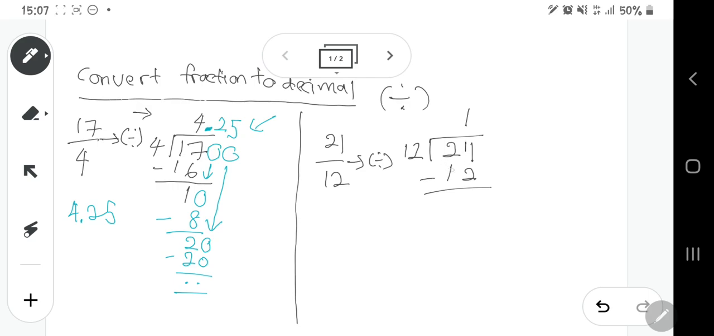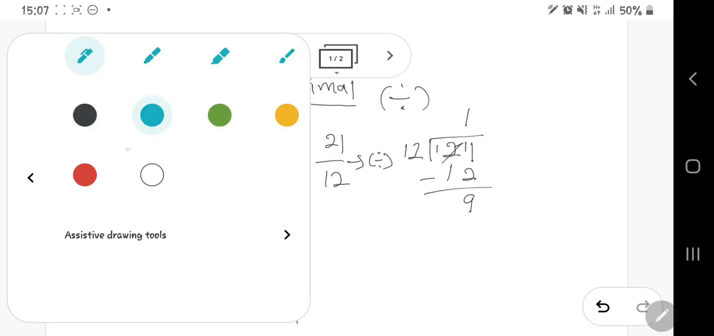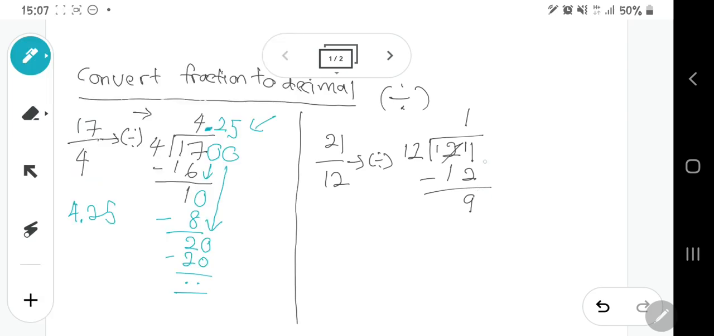You borrow, this becomes 11, and this one becomes 1. So 11 minus 2, you get 9. You have a remainder, which we don't want. So what to do? We continue: we create an imaginary 0 and bring down the 0 there. But then, don't forget to put your decimal point. Please don't forget to put the decimal point. That's very crucial.